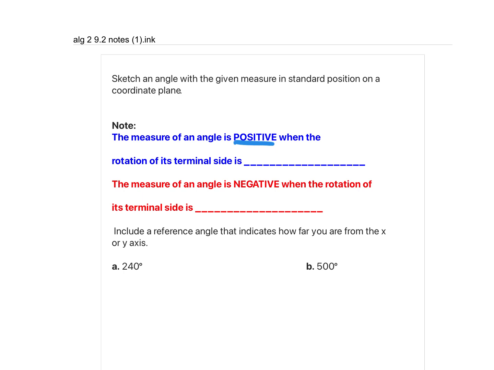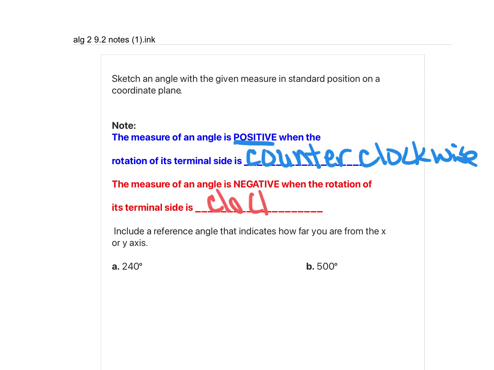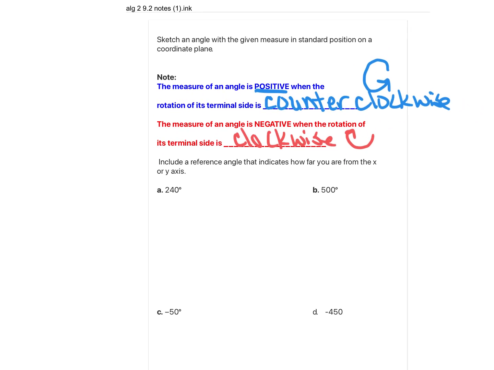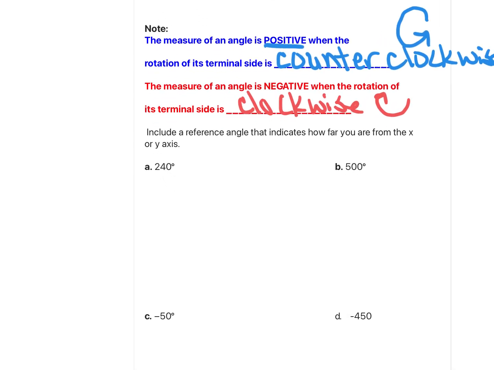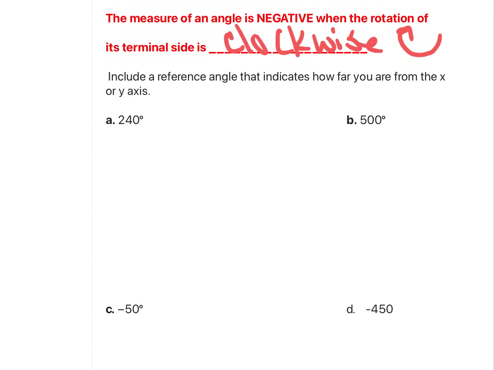So if it is positive, that means that we are going counterclockwise. And similarly, if it is a negative angle, that means that we are going clockwise. So just a reminder of which is which. Clockwise is going this direction. Counterclockwise would be going in that direction. Okay? So we're just going to sketch a couple of angles here on a coordinate plane.